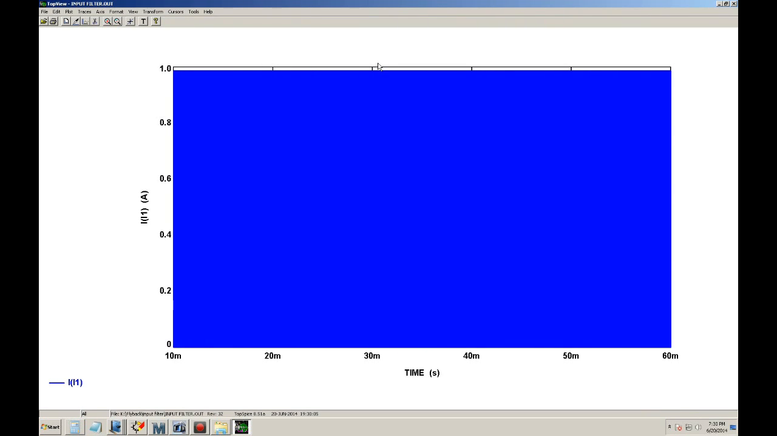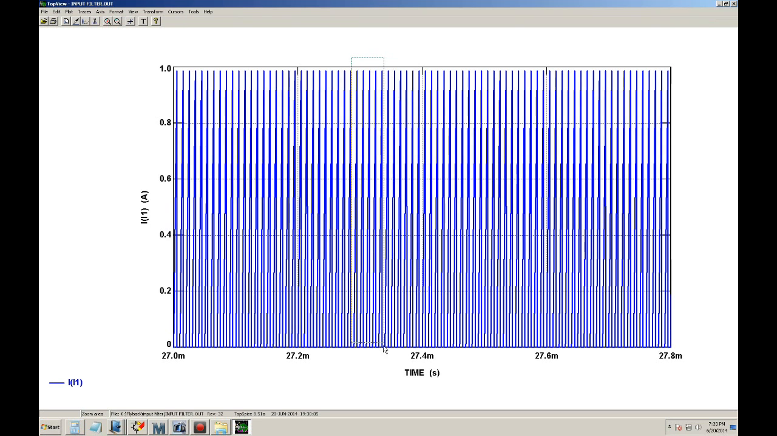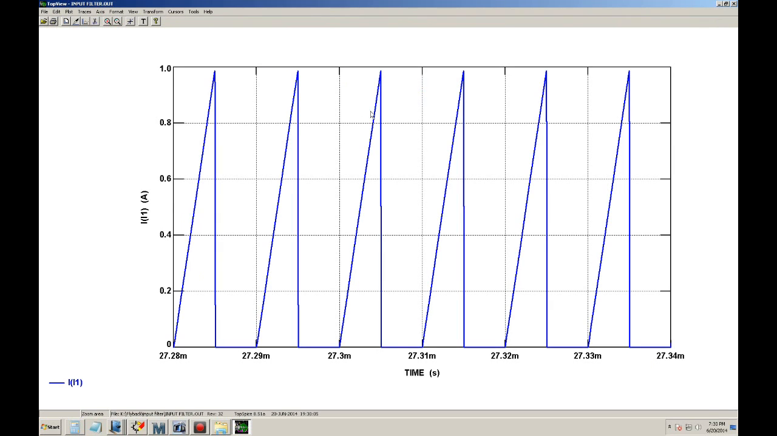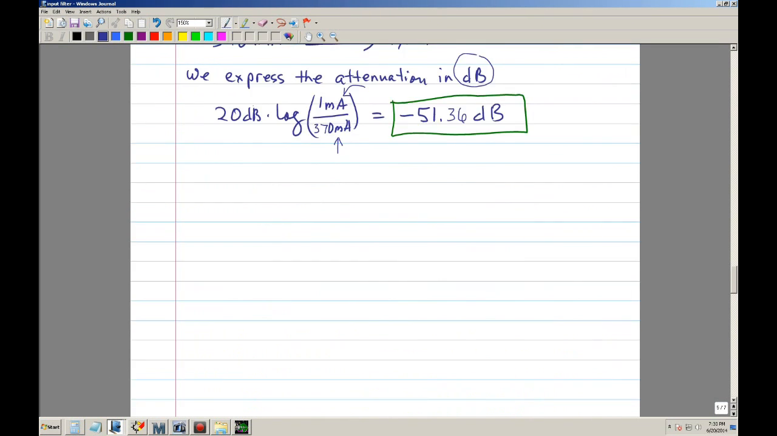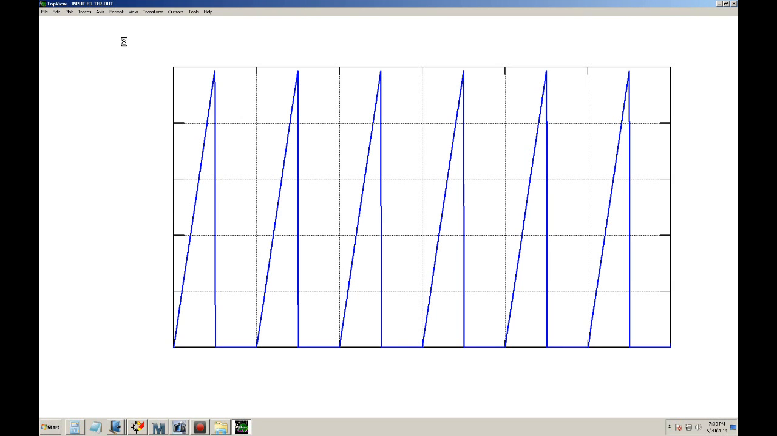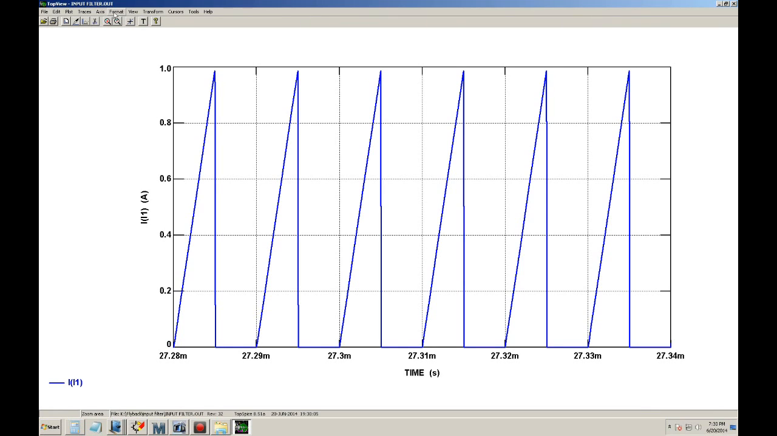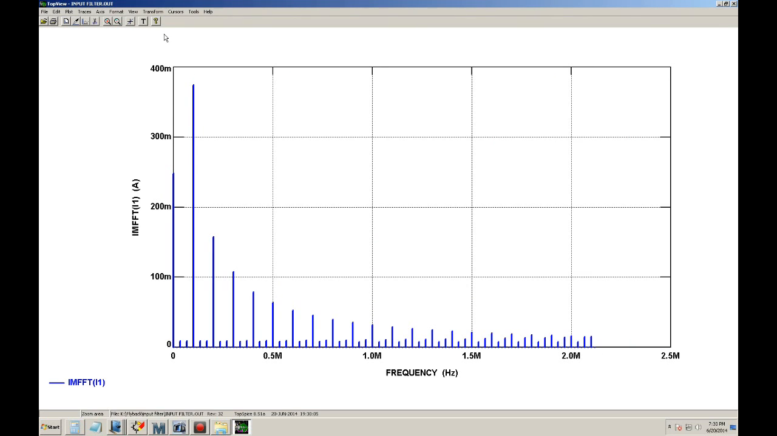So we can zoom in, zoom in a little bit more. So these are the pulses. This is basically what we saw using that other simulation. The only difference is you don't have the little peak, but basically you have the same waveform there. And if we were to do an FFT, we'll get the same peak that we were expecting.